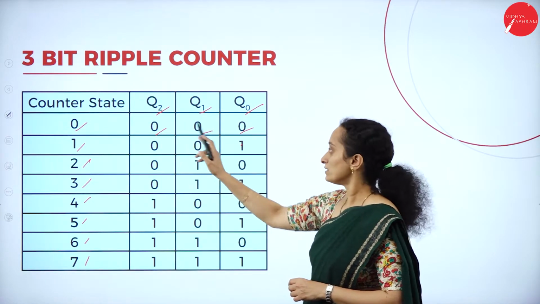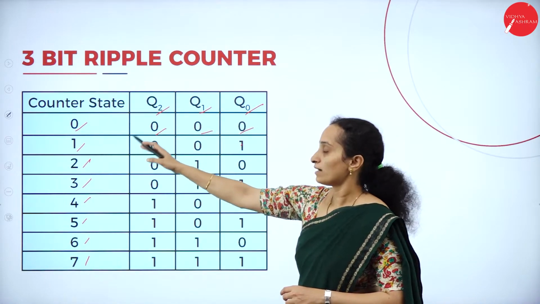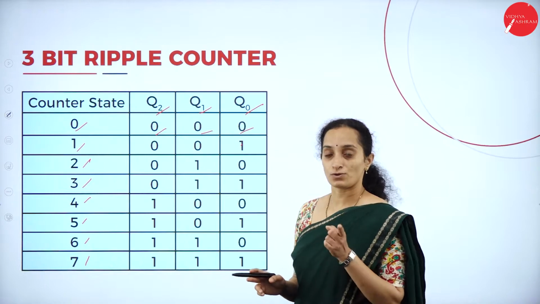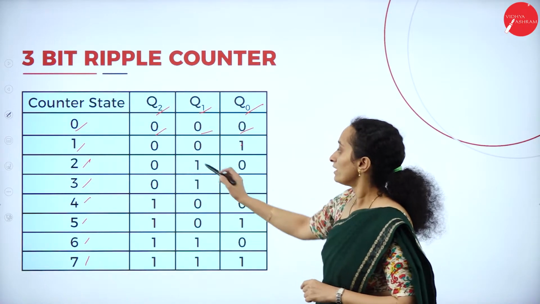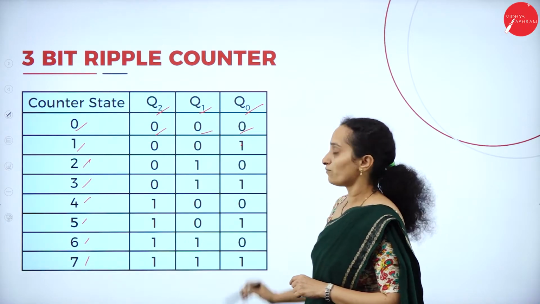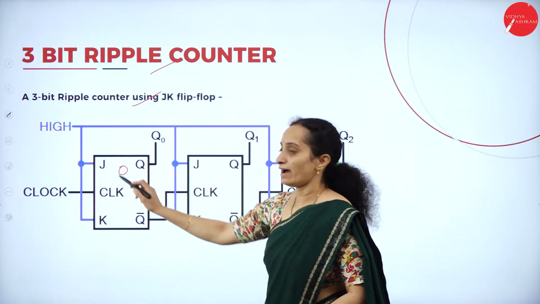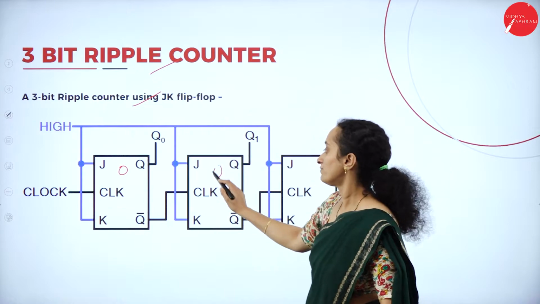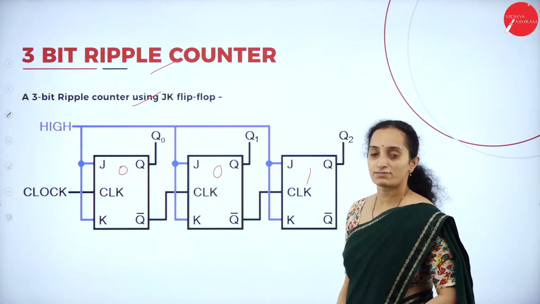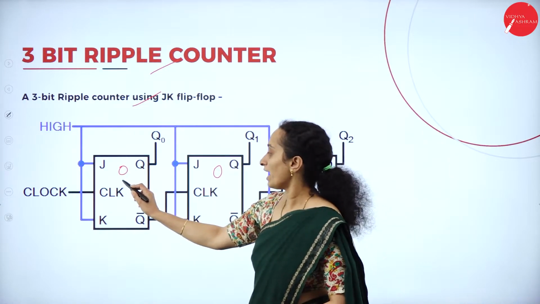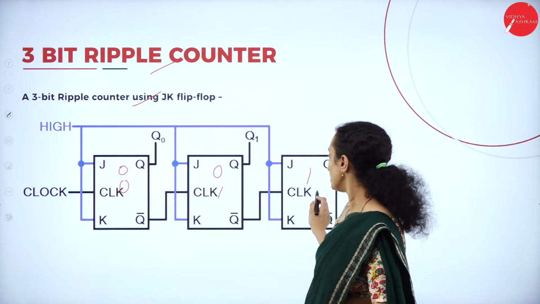It is shown as 0, 0, 0 for the initial counter state. For the next counter state, it will be 0, 0, 1. That is, this will have the input 0, this will have the input 0, and this will have the input 1. If it is 2, it will have 0, 1, 0.